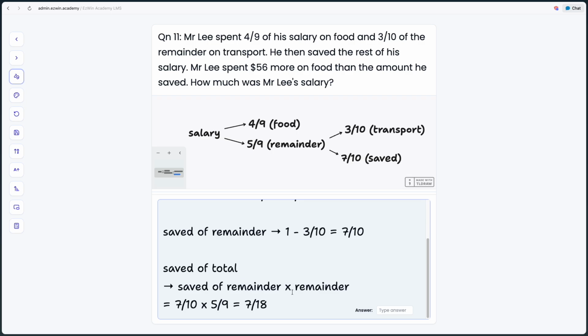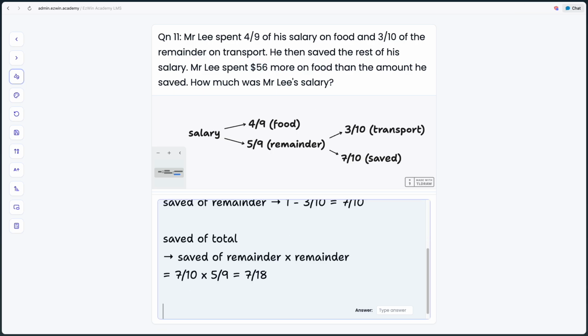Okay, so in this case, he spent $56 more on food than the amount he saved. So that means $56 is equal to food minus saved, right?